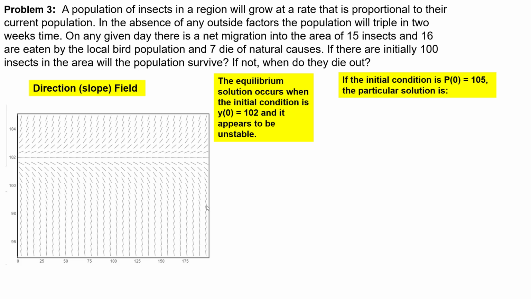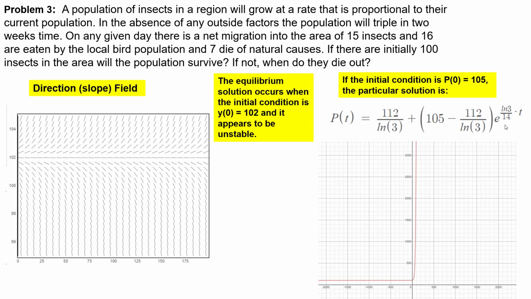But let's test our P of 0 equals 105. If you put that in, this is your particular solution. P of t equals 112 ln of 3. And if you graph it, this is what you get. So you actually get infinite growth, and this is never equal to 0. All right, so that's interesting.